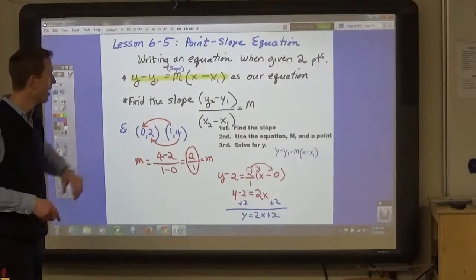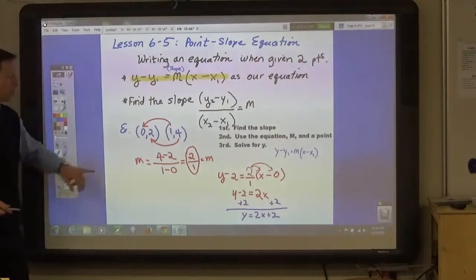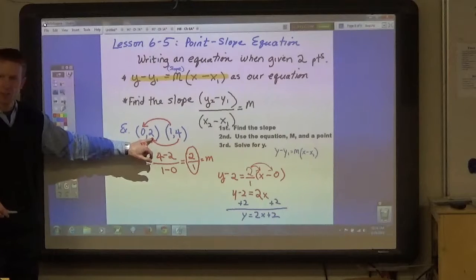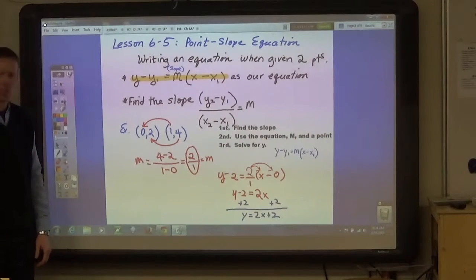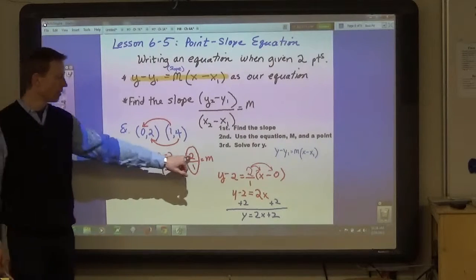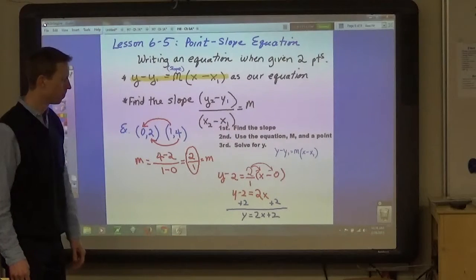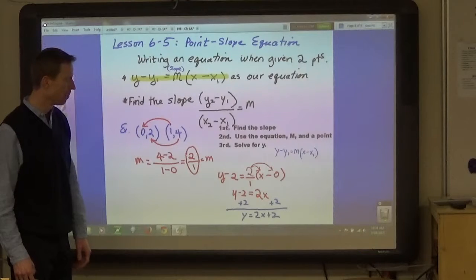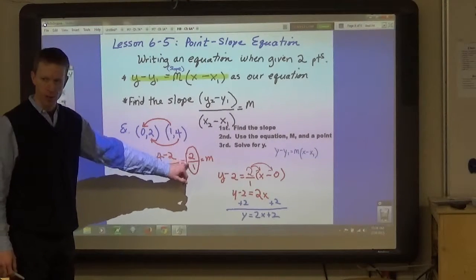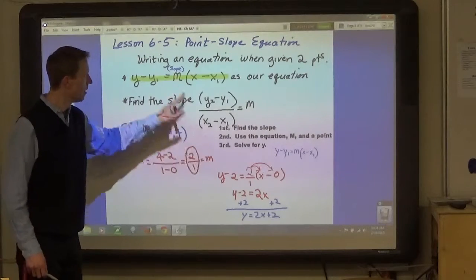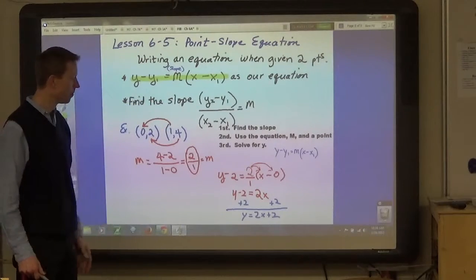Okay. Now, let's look at this example. 0, 2 is 1 point. 1, 4 is the other point. So the slope is 2 over 1. The slope is 2 over 1, right? We're going to use that right here in our equation.